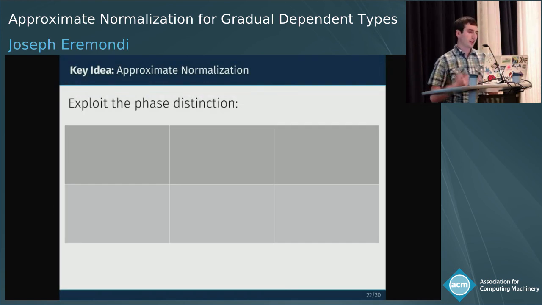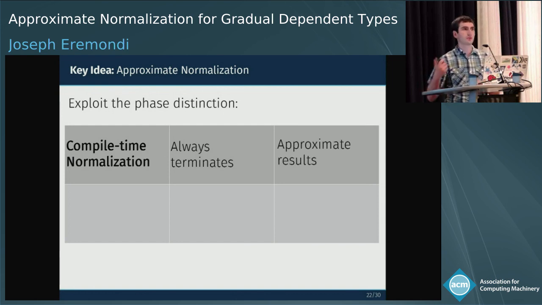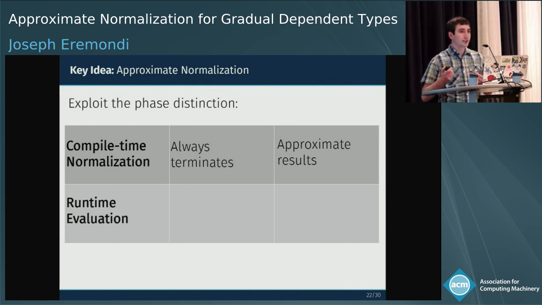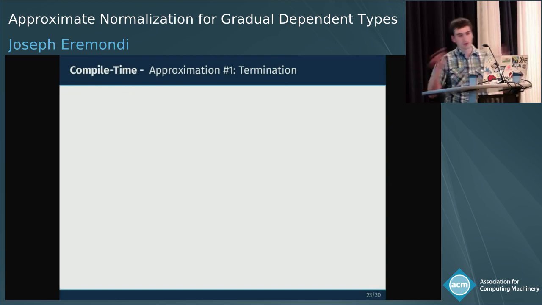So we exploit the phase distinction between compile time and runtime. And we're going to say when we normalize terms at compile time, we're going to make sure this always terminates, and we're going to do it by only giving approximate results, which means that sometimes we will give unknown as the result of normalization when we don't have the type information to ensure that it's safe. Whereas at runtime, when you actually run your programs, we're going to say, okay, we'll allow that to diverge, we'll allow it to fail, but we're going to give exact results. We're not going to ever error out and say, I give up, unless you encounter a runtime type error, but that's a different class. So where do we approximate?